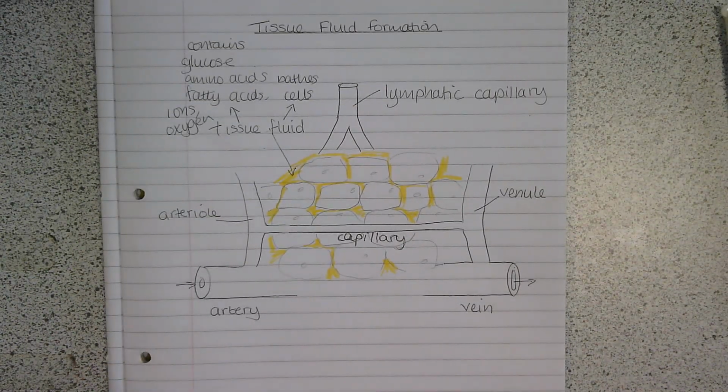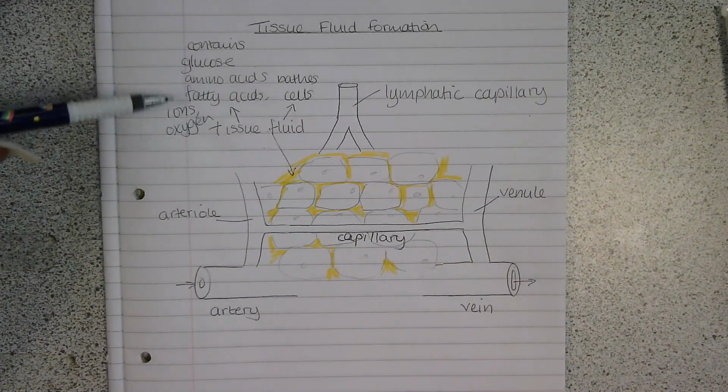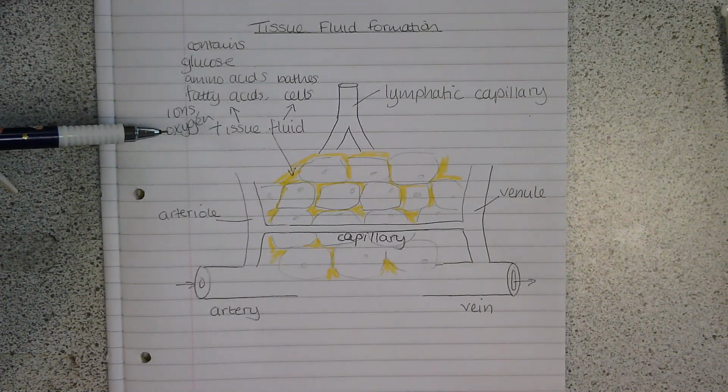And so the substances like glucose and amino acids will go from our digestive system into our blood, then from the blood into the tissue fluid, then from the tissue fluid into the cells. Okay, so tissue fluid is the medium that substances will move through in order to move from the blood to the cells.